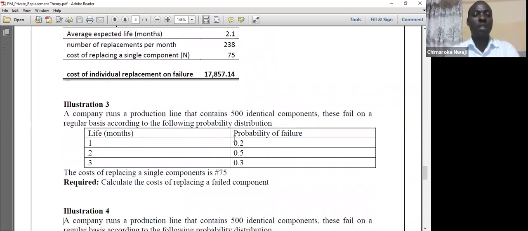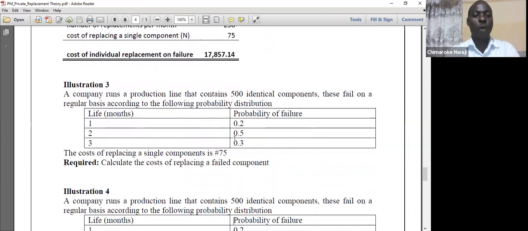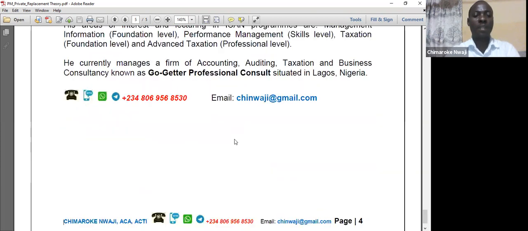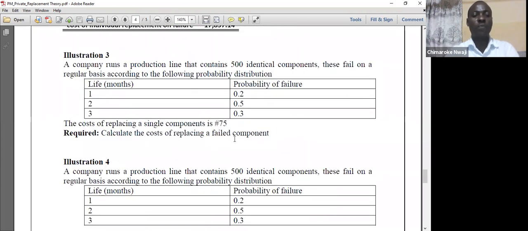Now let's go to illustration 4. In illustration 4, a company runs a production line that contains 500 components. These fail on a regular basis according to the following probability. And now you are given the same table.